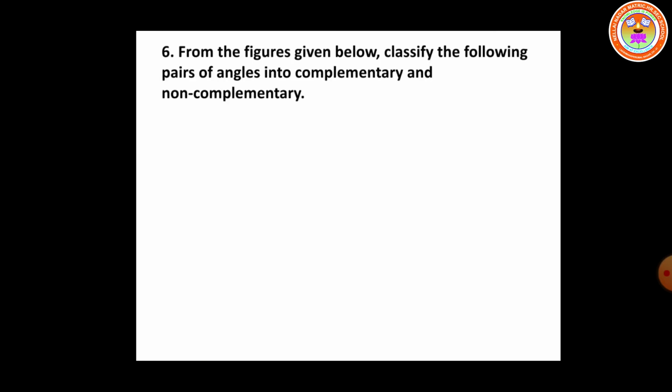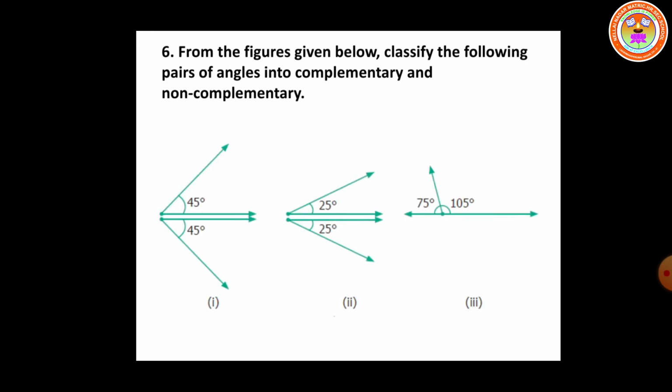Let us see the next question, 6th one. From the figures given below, classify the following pairs of angles into complementary and non-complementary. They given 5 subdivisions. We will see one by one. First one you see, first diagram. Both the angles are 45 degree, 45 degree.